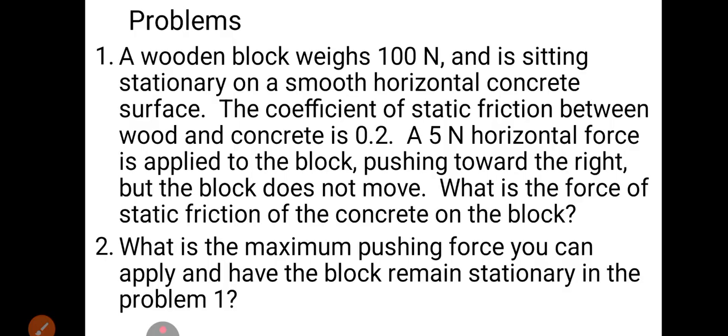There's a problem here where a wooden block weighs 100 Newton and is sitting stationary on a smooth horizontal concrete surface. The coefficient of static friction between wood and concrete is 0.2. A 5 Newton horizontal force is applied to the block, pushing toward the right, but the block does not move. What is the force of static friction of the concrete on the block? That's the first question. And the second one: what is the maximum pushing force you can apply so that the block will remain stationary in problem 1? So let's look at how we can do that problem.